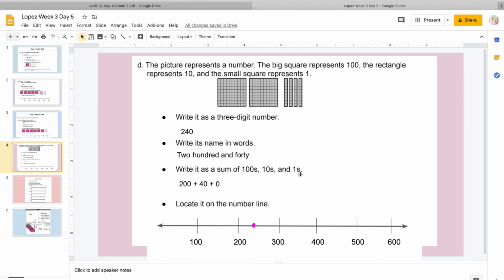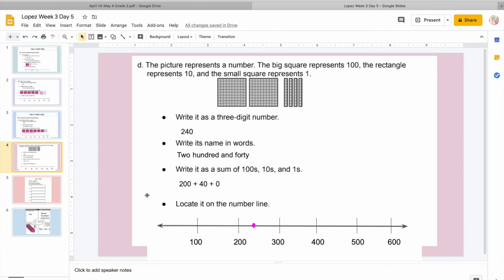And write it as a sum of hundreds, tens, and ones. This is where we're breaking it apart, and what we're doing is we're determining the value of each place value in that number. So again, an easy way to do this is just look at the pictures. Go up, how many hundreds do we have? We have 2, its value is 200, plus we have 4 tens. Each 10 bar represents 10, so if we count by tens, we have 10, 20, 30, 40. So 200 plus 40. And again, there are 0 ones. So 200 plus 40 plus 0 represents 240 as a number.